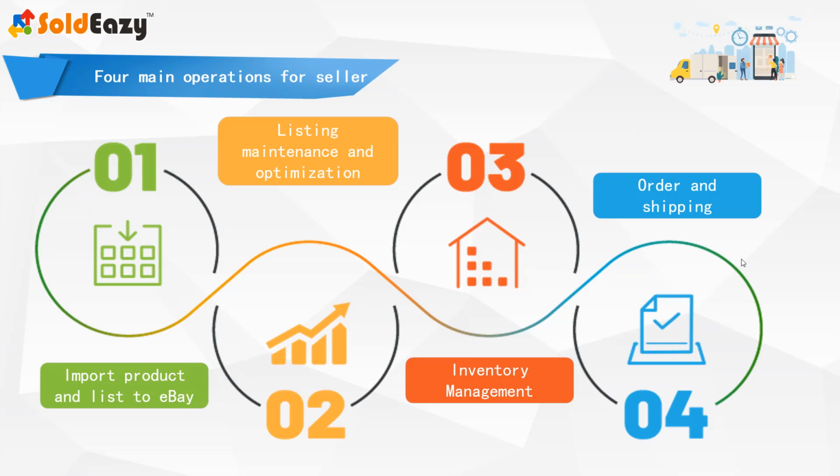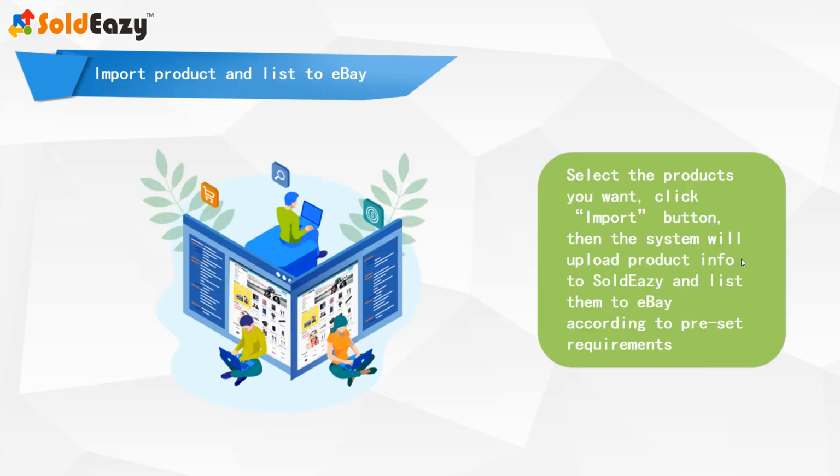So what are the main operations for a seller here? We have 4 main operations. Number 1, importing products and listing them to eBay. Number 2, maintaining product info and optimizing descriptions. Number 3, managing inventory. Number 4, processing orders. Next, I will further introduce how these functions work.